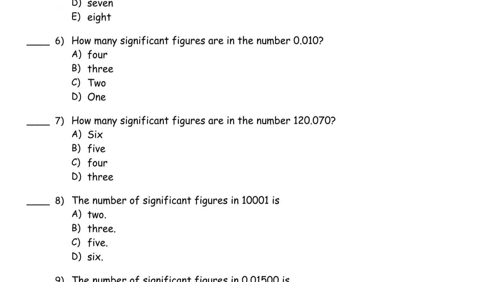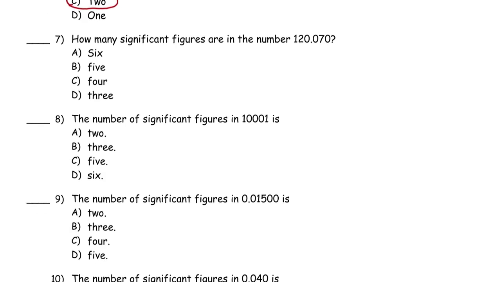Let's move to number 6. How many significant figures are there in the number 0.010? As we said, zeros on the left side we don't count. We count this zero because of the decimal place. If there is no decimal point here, we don't count it, but we have a decimal point here. So this one has 1, 2 significant figures. So the answer is 2, letter C.